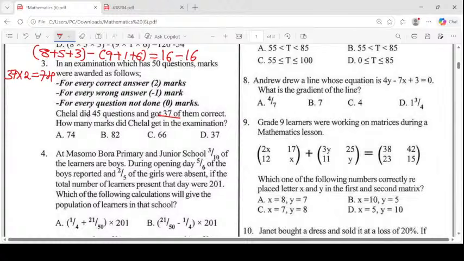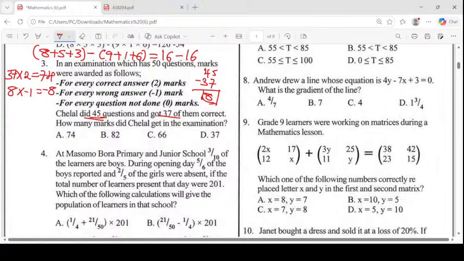Then how many questions did Chelal do? 45. Meaning out of 45, she got 37 correct. Meaning to get the number of questions that she got wrong, you take 45 minus 37. And this is 8 wrong. So these 8 questions that this person got wrong, you take 8, and for every wrong question they were giving -1 marks. So you multiply this by -1, this becomes -8 marks.